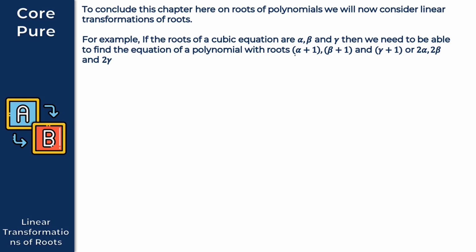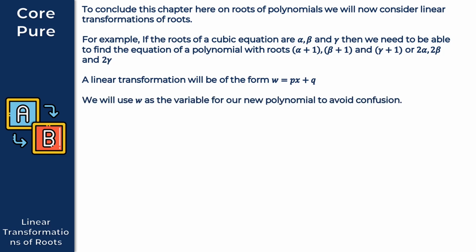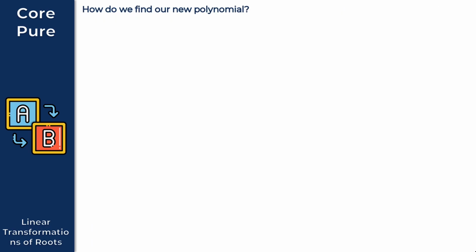So, for example, alpha plus 1, beta plus 1, and gamma plus 1, or 2 alpha, 2 beta, and 2 gamma. So a linear transformation will be of this form: W is equal to Px plus Q. And we use W as the variable for our new polynomial just to avoid confusion. So the important question is, how do we find our new polynomial?